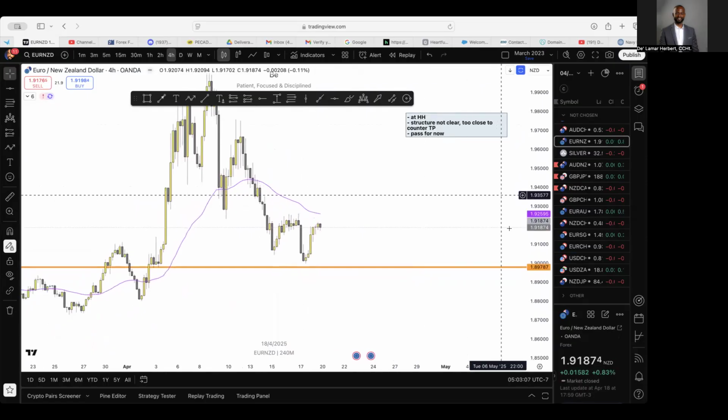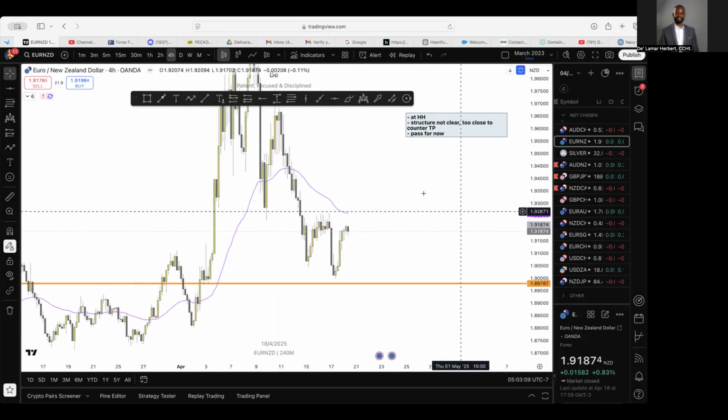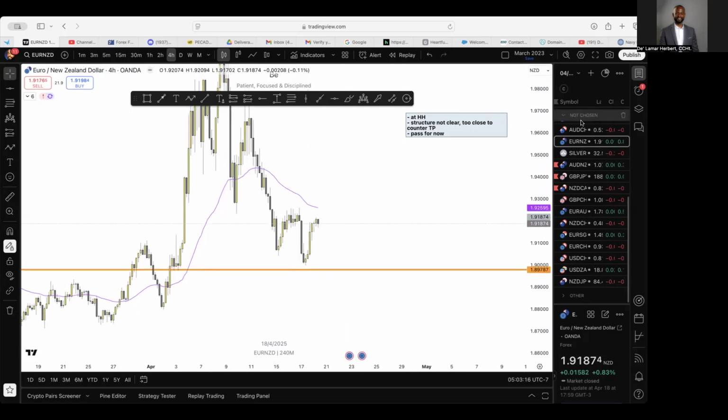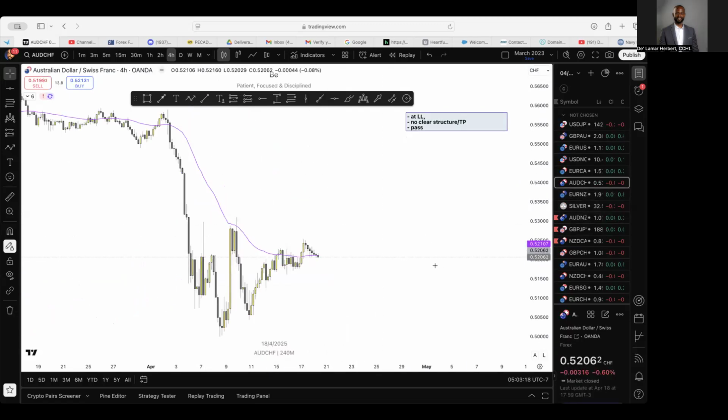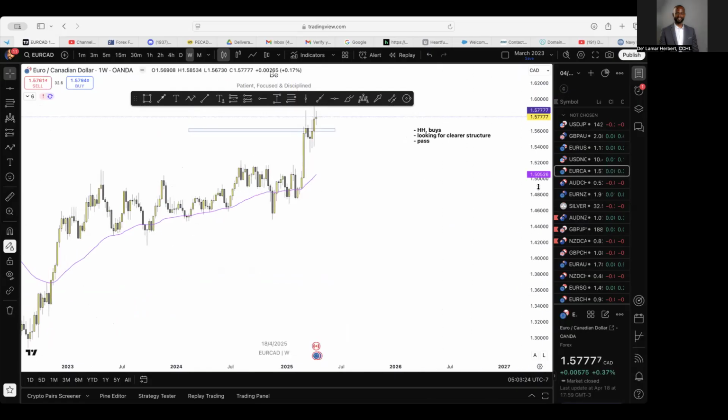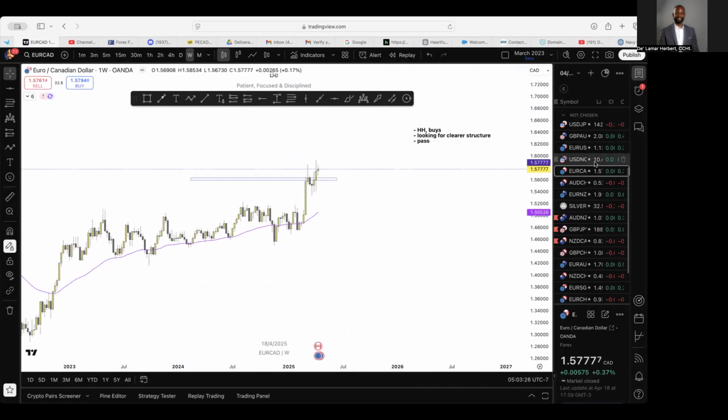Okay, structure is not clear here on Euro NZD. Where's the take profit? It's too close to the counter. If we wanted the counter, it's not clear. Pass. AUD CHF, structure not clear. Euro CAD, looking for clear structure. We're at the higher high if we were taking buys, but we're just not clear.